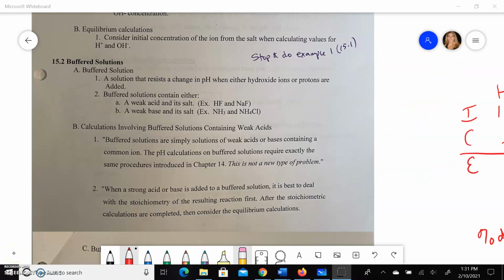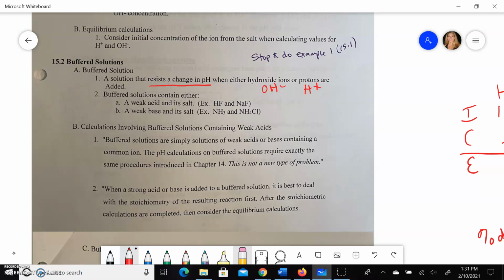All right, our next section is going to talk about buffers. So first you need to understand what a buffer is. A buffer is something that resists change in pH when you add hydroxide or protons, which is H+. So most of the time when you add one of those two, it's going to either make it basic by adding hydroxide or acidic by adding H+. A buffer is a solution that will keep the pH relatively the same even when you're adding those.